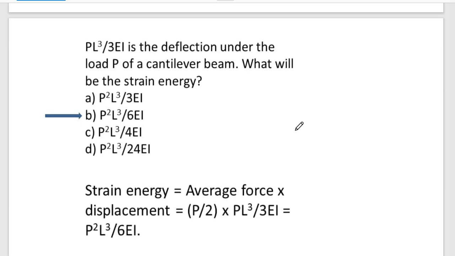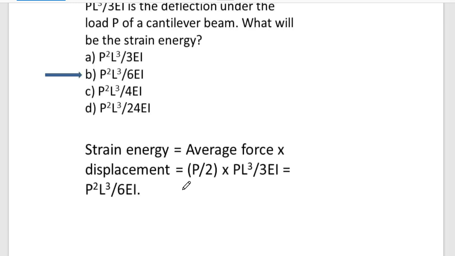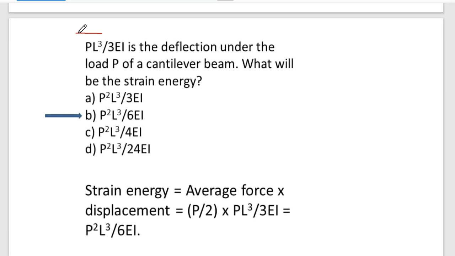Next, PL cube by 3EI is the deflection under the load P of a cantilever beam. What will be the strain energy? So we have to multiply the average force with the displacement. So the deflection is given, and the average force is nothing but P by 2, right? So we will get P square L cube by 6EI. Option B is correct.